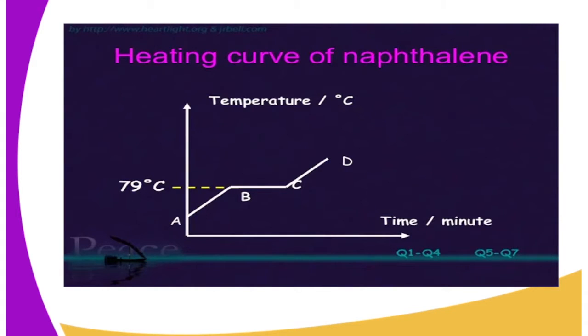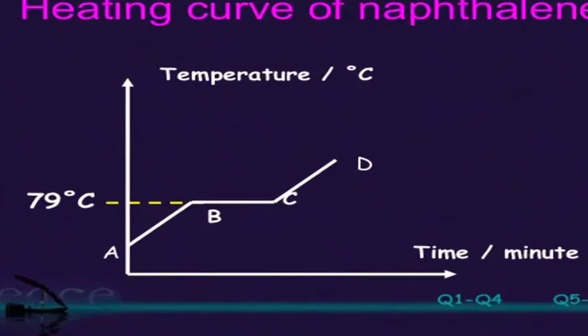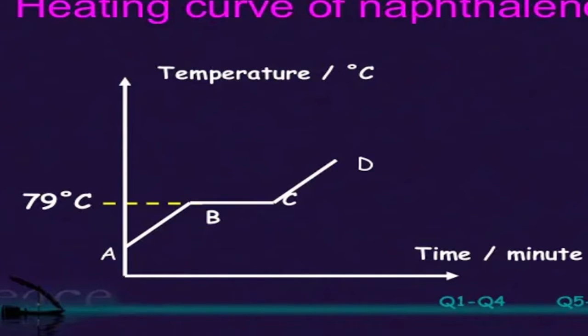As you can see, from point A to B, the temperature has risen up to 79 degrees, and then it remains constant. Between B and C, the temperature is constant until all the naphthalene has melted. Then the temperature starts to rise again. From C to D, you can see that the temperature is rising again. At this point, the temperature also goes to a point and then it starts evaporating.